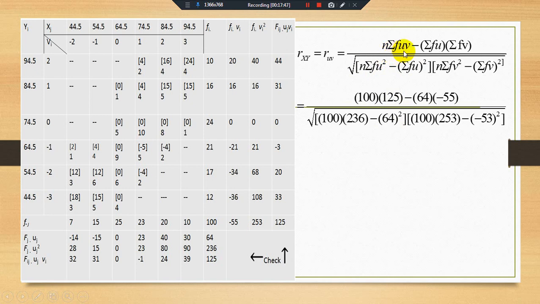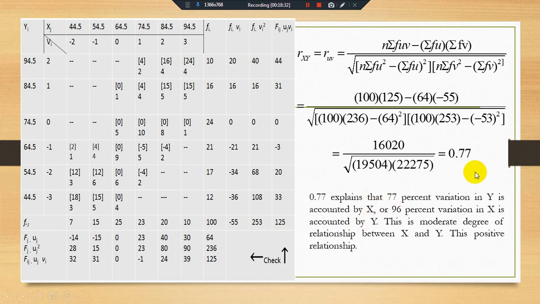Now see, here we have n summation fuv is equal to 100, the number of observations here is 100, and summation uv is equal to 125. So here is 125 and this is the frequency, or you can call it the number of observations n, which is equal to 100. By putting these values and after solving, we got the group data correlation value equal to 0.77.